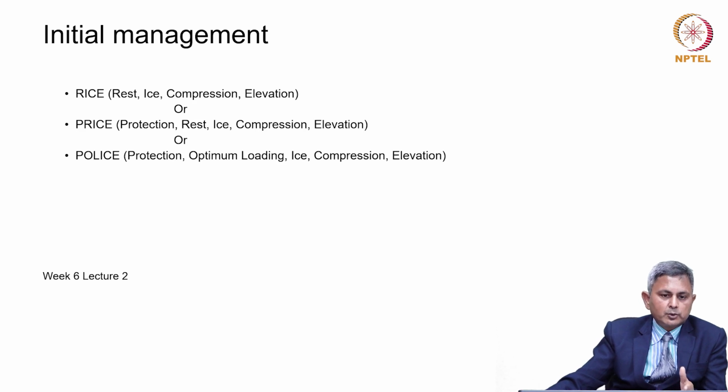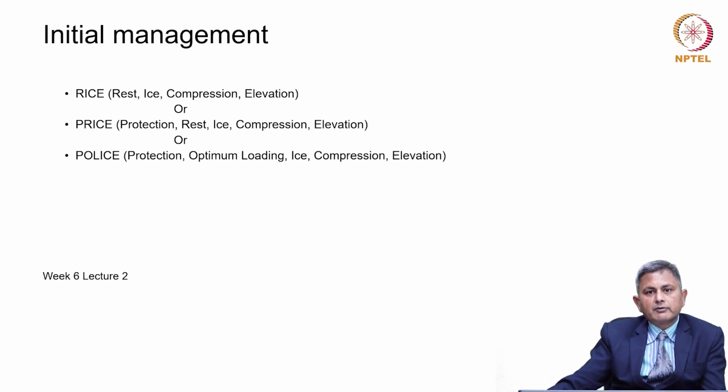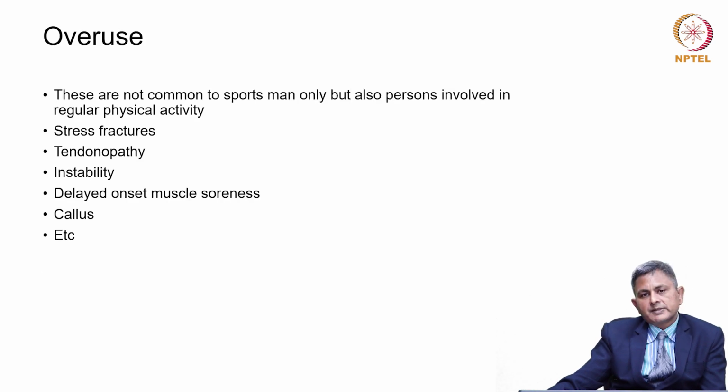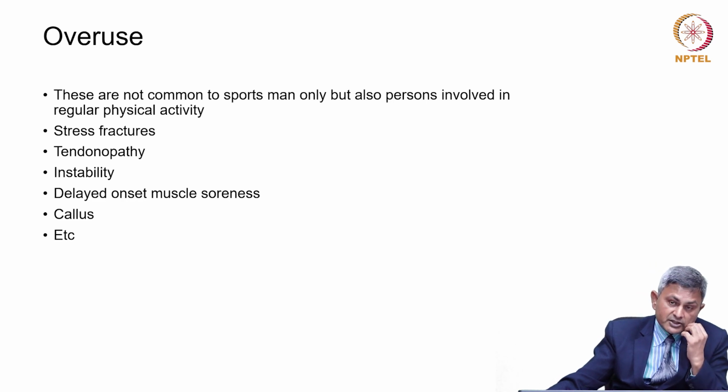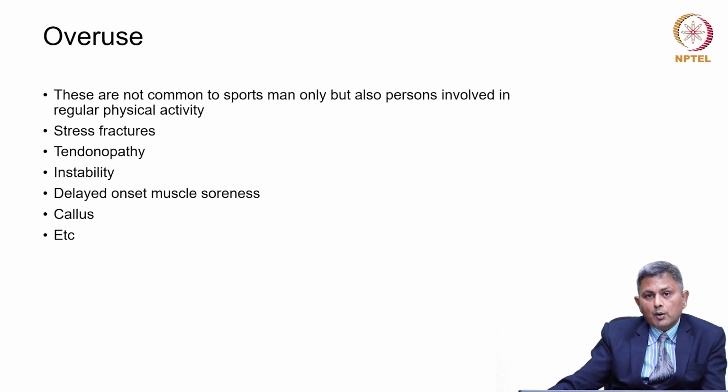Like, you have to take him out from the ground, give rest to the injured part, apply ice, and then give him a compression bandage and elevate that injured part. In POLICE, there is protection, then optimum loading is required after the acute phase, then the icing, compression, and the elevation. Why do overuse injuries occur?